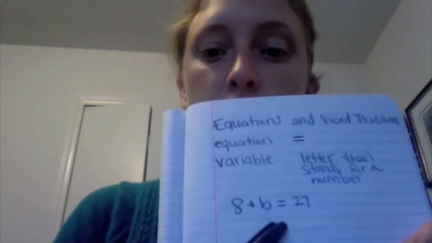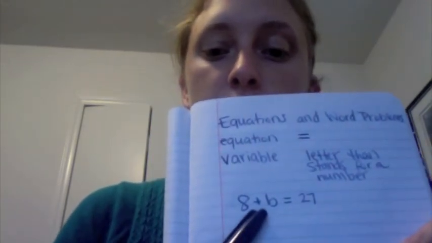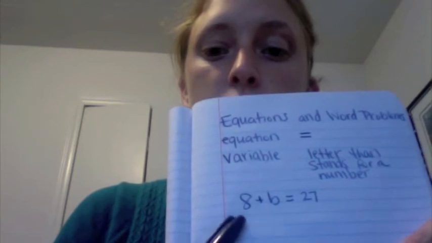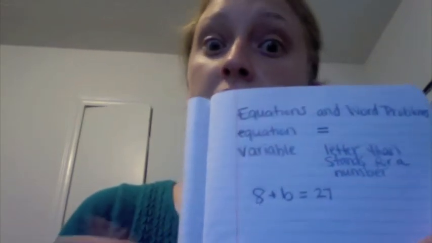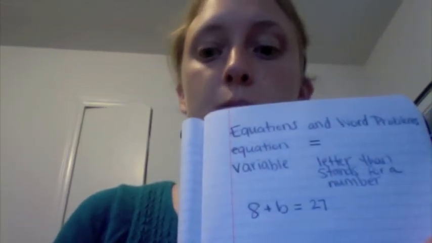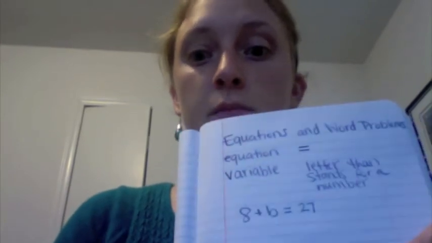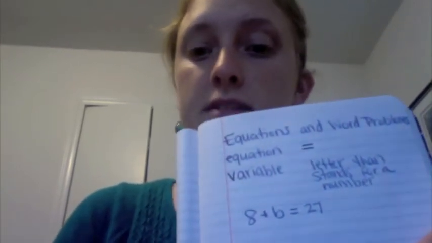Okay, so for example, an equation that we could have would be 8 plus b equals 27. Okay, there is an equal sign, so it has to be an equation. There is a variable, so we have 8 plus b equals 27. Now what we're trying to figure out is what does b stand for. It is a number, but what number does it take the place of?